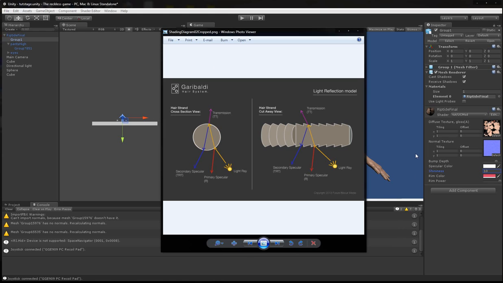Okay, so we're entering the second part of the tutorial, which is about ramps. And ramps are about subsurface scattering. So let's first get into subsurface scattering. So this is my explanation.